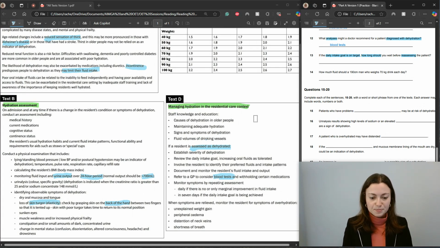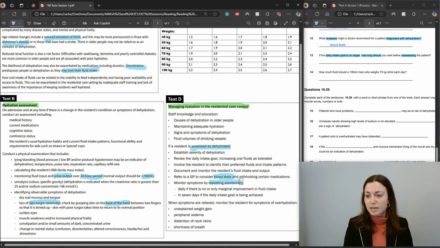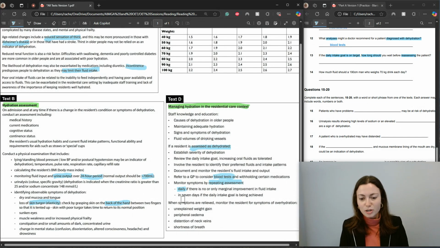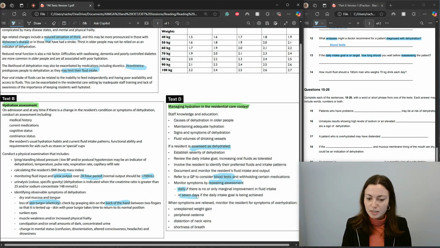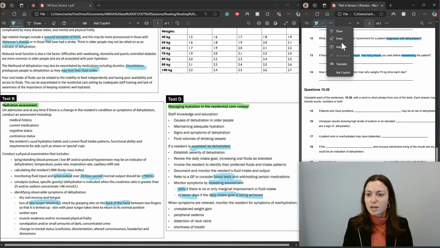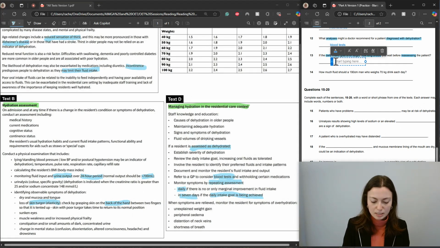So in this case, I'm looking in text D because of this word reassessment of the patient, which is interesting. And what do I see here? Monitor symptoms by repeating assessment. That's exactly the concept reflected by reassessment. Daily, so we have one length of time. If there is no or only marginal improvement in fluid intake, in 7 days, if the daily intake goal is being achieved. Achieved as in on target. So we see that substitution there. So the correct answer here should be 7 days.